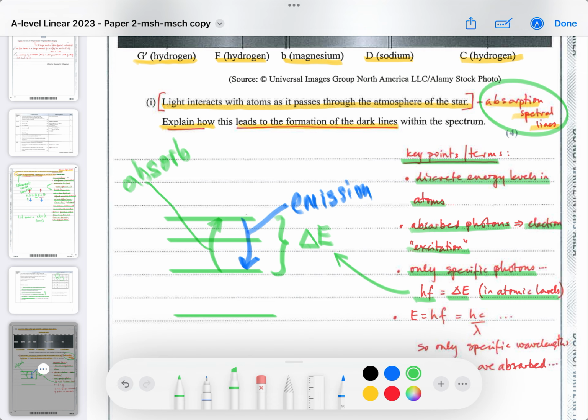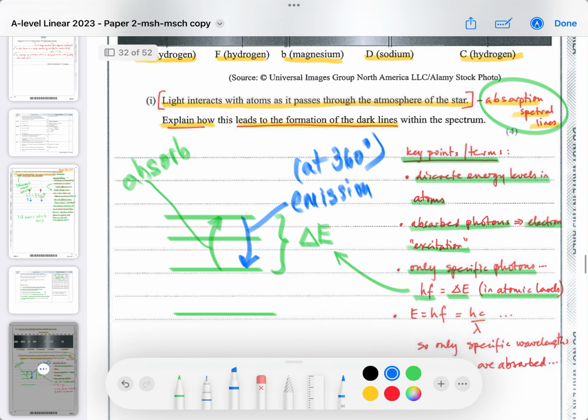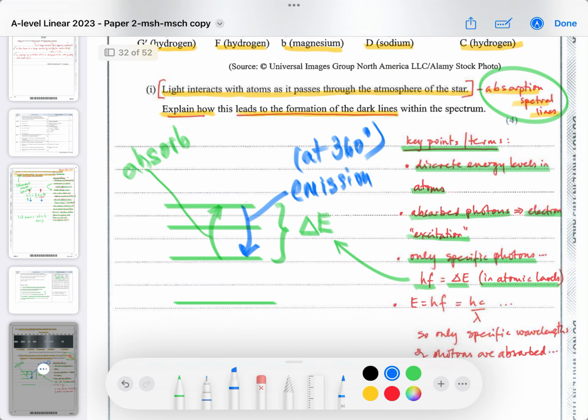Now, when they emit it, people should ask, well, why doesn't it fill in the black area again? Well, you have to remember that when it emits it, the emission occurs at 360 degrees, so in all directions. But you're looking at it from one direction, so some of the emitted photons, which are equivalent to the absorbed ones, are emitted back into the star. Hope that makes sense. That's a higher level of understanding, which they haven't required for the mark scheme.